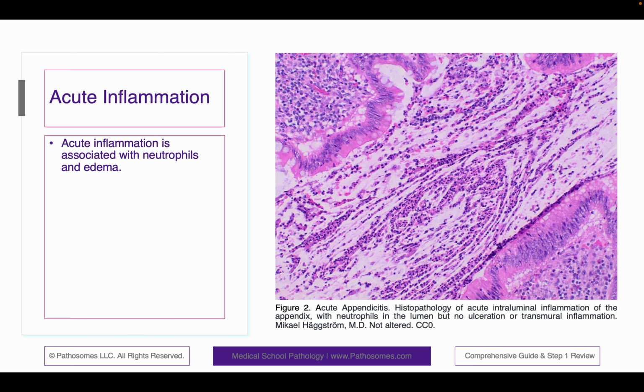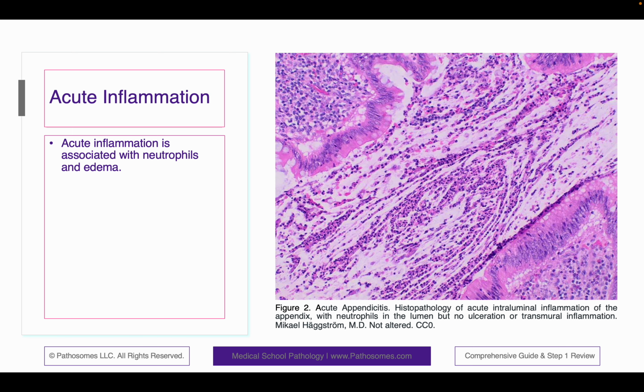Acute inflammation is associated with neutrophils and edema. You remember what neutrophils look like, right? Multilobated, usually 3 to 5 nuclei, right? If someone has vitamin B12 deficiency, they become hyperlobated, more than 5 nuclei. You might call them a different name, polymorphonuclear cells. Those are still neutrophils. Look at all these neutrophils in this image here to the right.